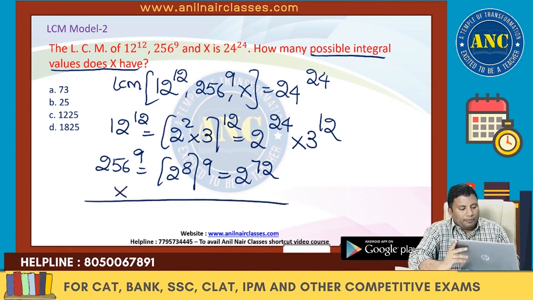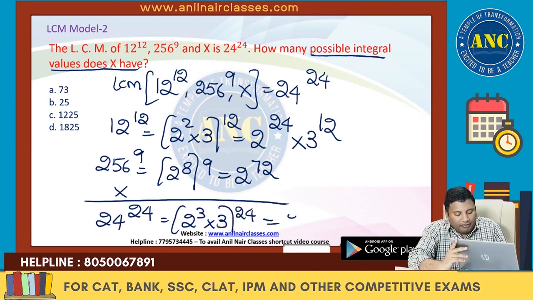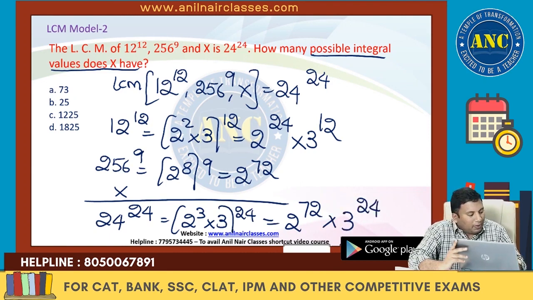x, I don't know. 24 power 24 is 2 cube into 3 power 24. Haritha, listen carefully, you will understand it here. It is 2 power 72 into 3 power 24.